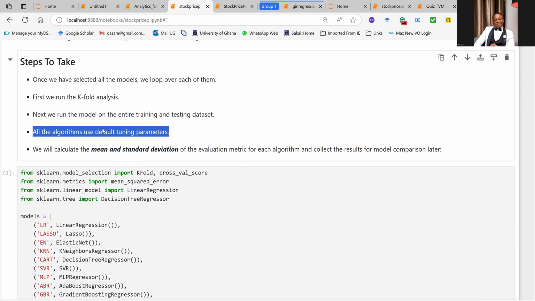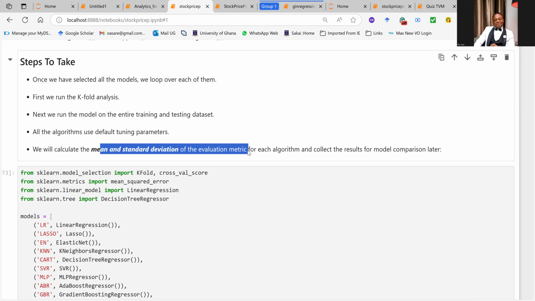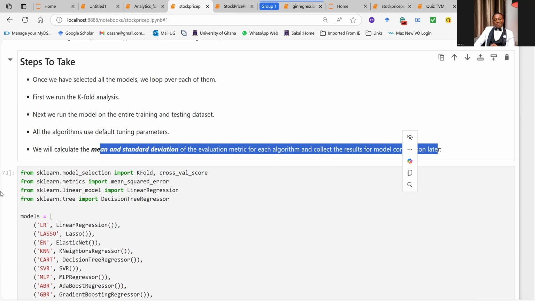We're going to leave them as they are. It's like when you have a microwave and, instead of tuning it to 5 minutes, you just press something and that is the default all the time. For example, the one that I have is 30 seconds. Once you press the button, it's 30 seconds. If you press it many times, it's multiple 30 seconds. So for each one, we'll calculate the mean and the standard deviation of the evaluation metrics, and then we'll collect the results for comparison later.